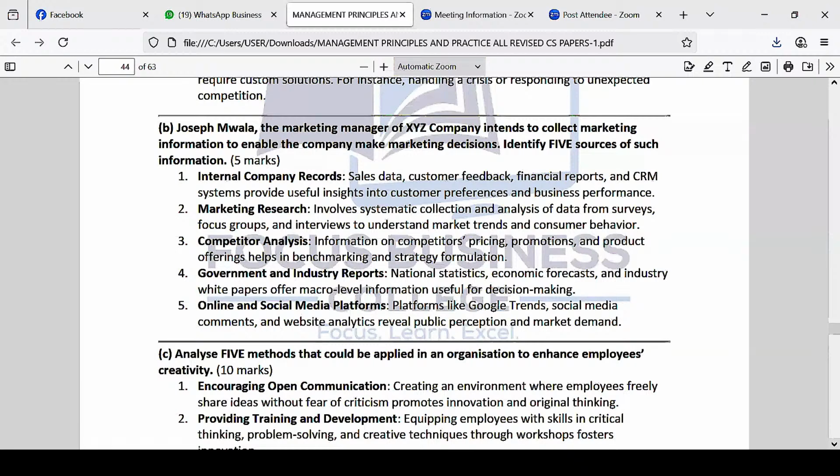So basically, you can also collect competitor information. You can look at a competitor now and collect very important information. Number four is government and industry records.